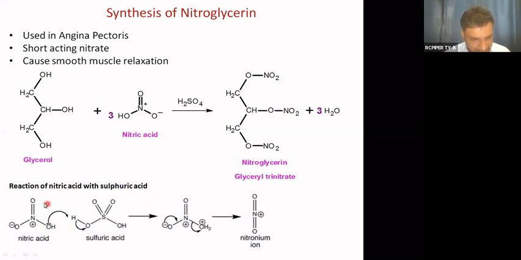This is the nitric acid. This is the Lewis structure of nitric acid. Nitric acid looks like this. This is the Lewis structure of sulfuric acid. Sulfuric acid donates a proton. It is a strong acid.